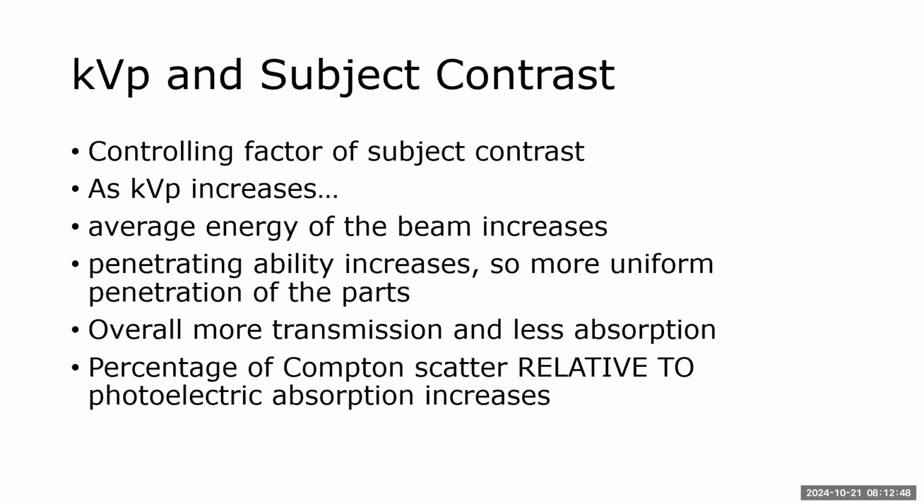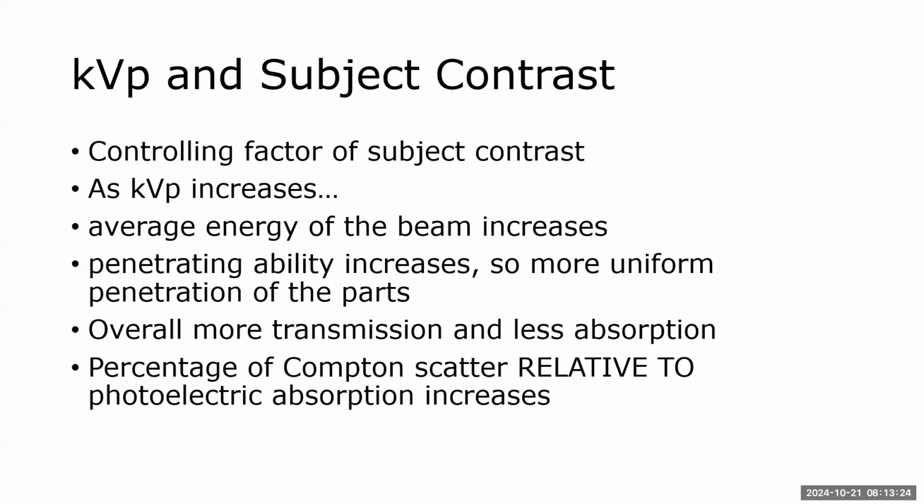So KVP and subject contrast, we just said KVP is the controlling factor of subject contrast. We know that as KVP increases, the average energy of the beam increases, right? So as KVP goes up, the average energy of the beam is going to go up. The penetrating ability of the beam increases, so we're going to get more uniform penetration of the parts. Overall, as KVP goes up, we're going to get more transmission and less absorption overall, right?